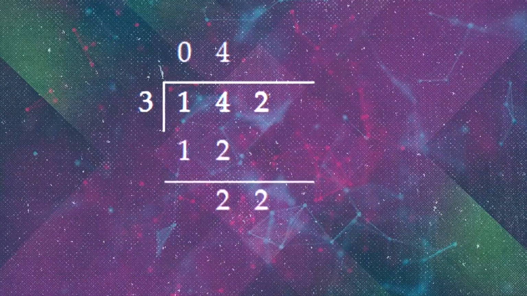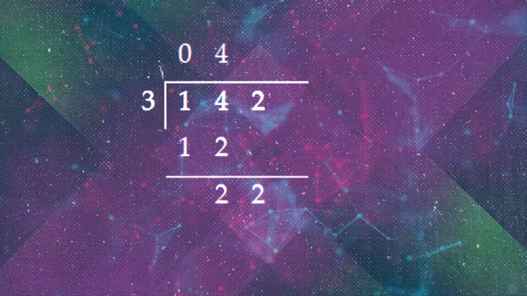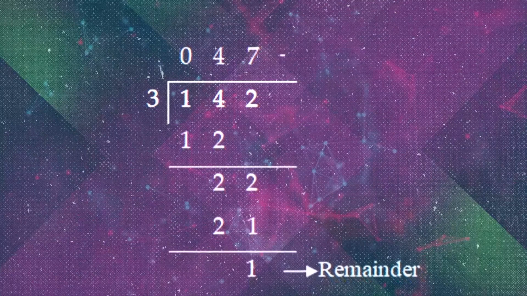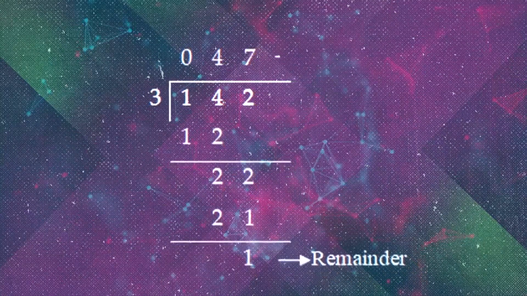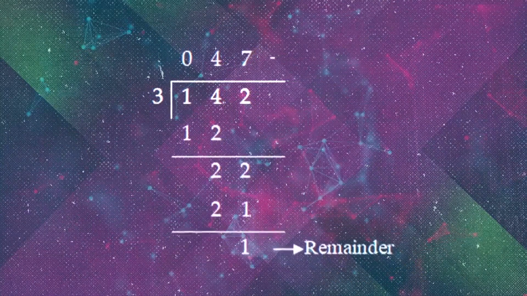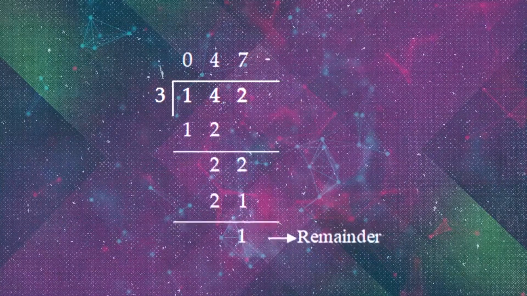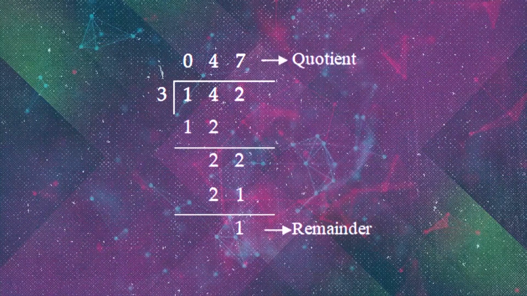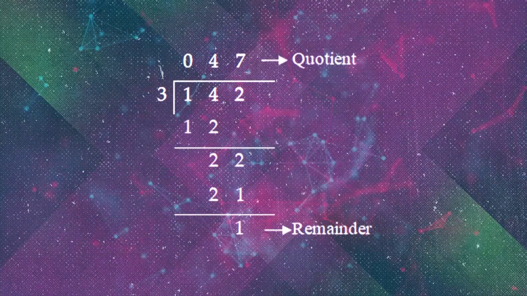Bring down one more digit from the dividend, then it becomes 22. Now, 7 3s are 21, so quotient digit is 7. Subtract 21 from 22, we get 1 as remainder. No more digits to bring down. That is the end of the division process. Finally, the quotient is 47 and the remainder is 1. Binary division is quite similar to decimal division. We follow the same procedure. To make it more clear, let us take a binary division example.